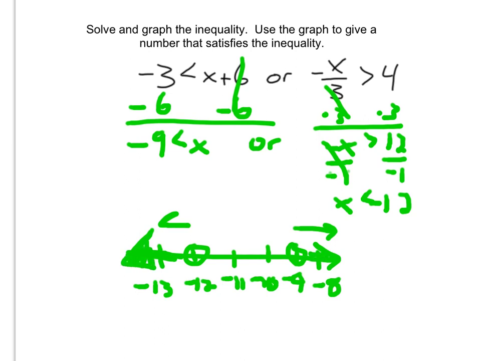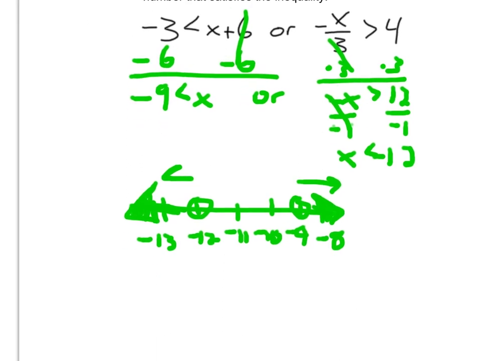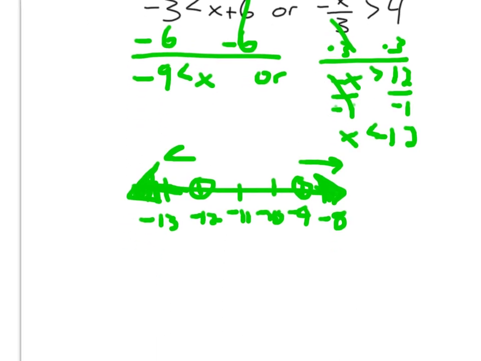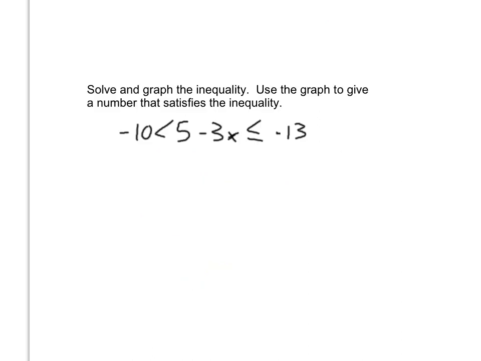And again, solution region for an OR inequality usually doesn't meet. Okay? Use the graph to give a number that satisfies the inequality. So for OR inequalities, any number that's shaded works. Okay? So -8 would work, because it's in the shaded region. -14 would work, even though it's over here in a different shaded region. Again, you can pick whatever number you want, as long as it's in the shaded portion. Alright, and we got two more examples.